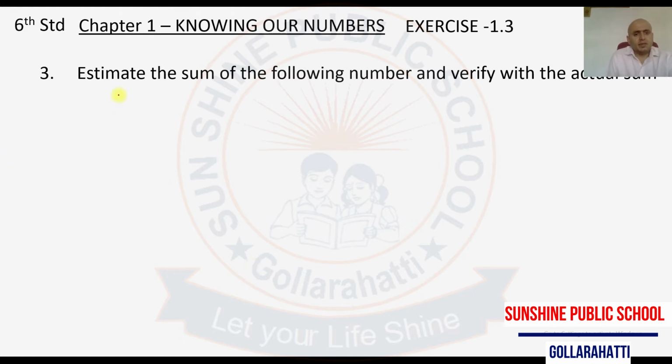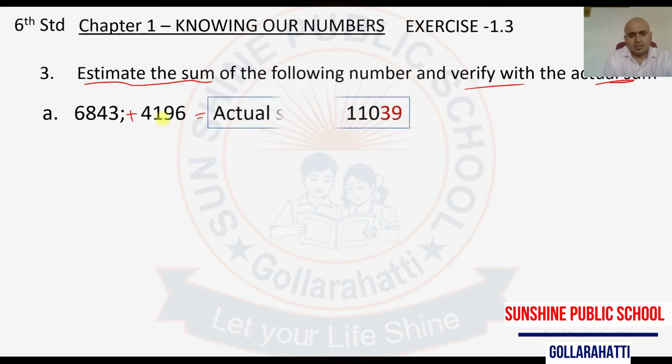Third main, estimate the sum of the following numbers and verify with the actual sum. We have to estimate the sum. Sum means add, and verify with the actual sum. They are given 6,843 and 4,196. You have to add the actual sum, means addition. Actual sum is, if you add these two numbers, 11,039.